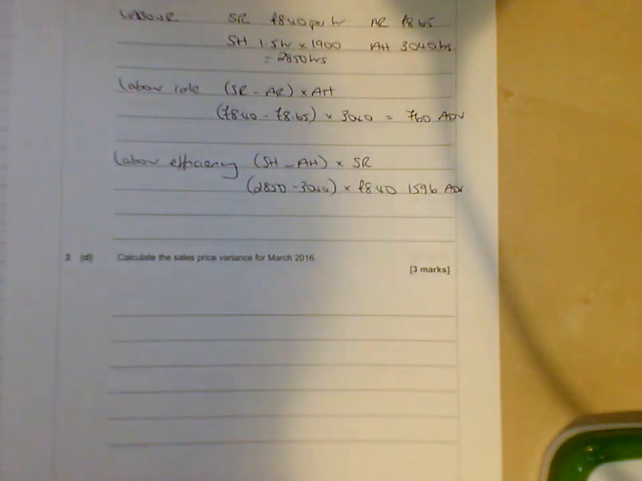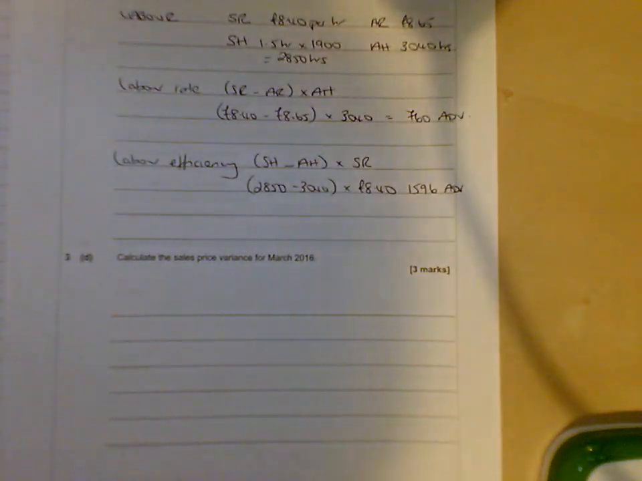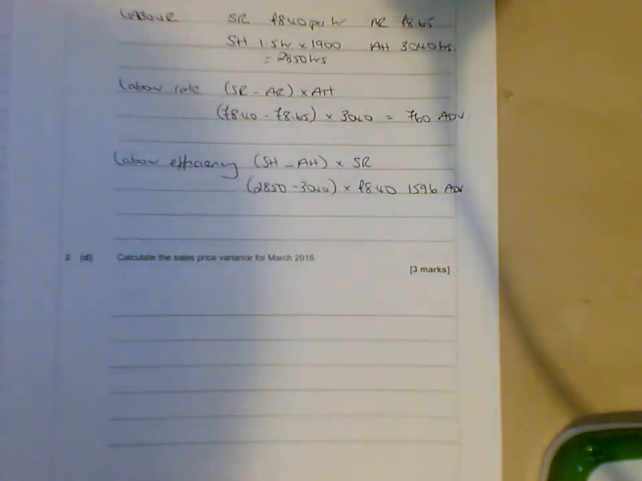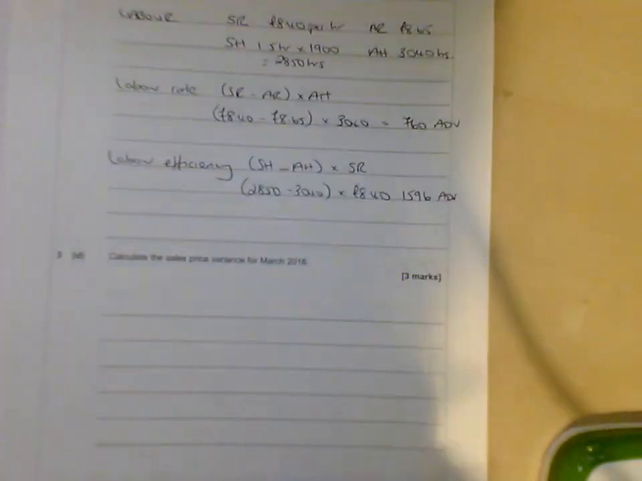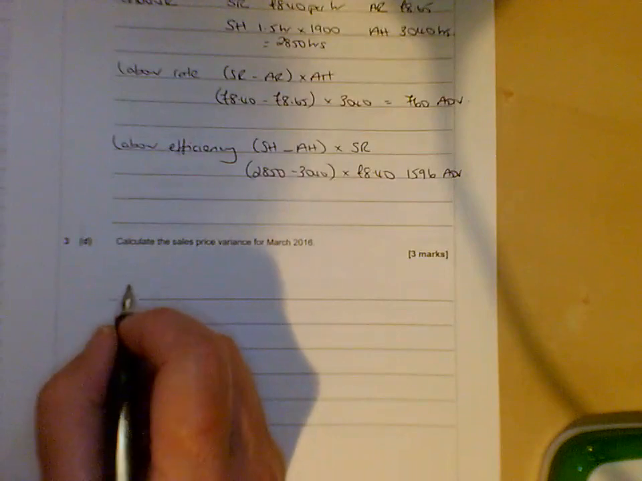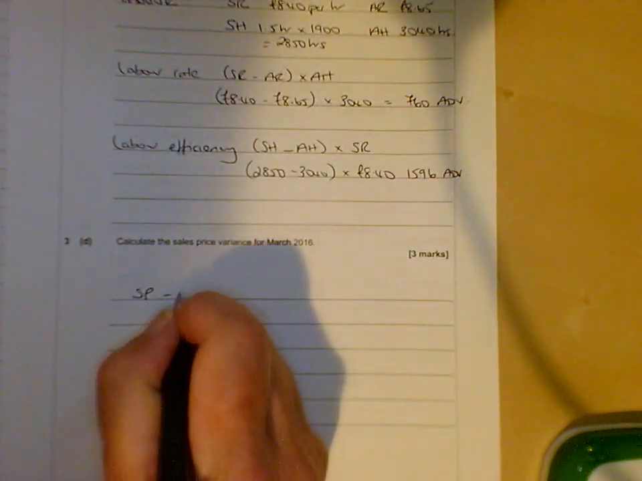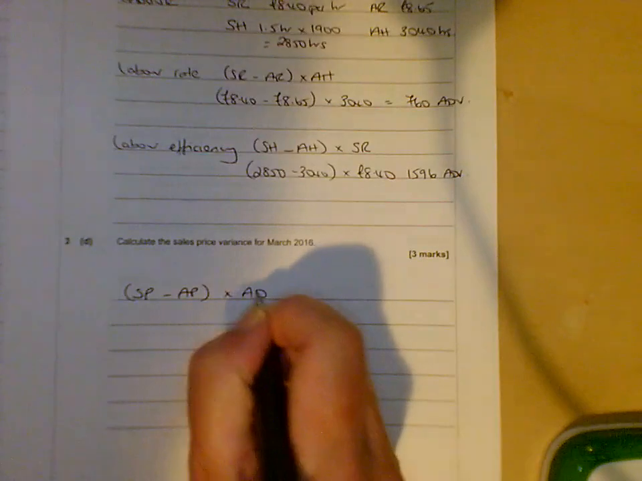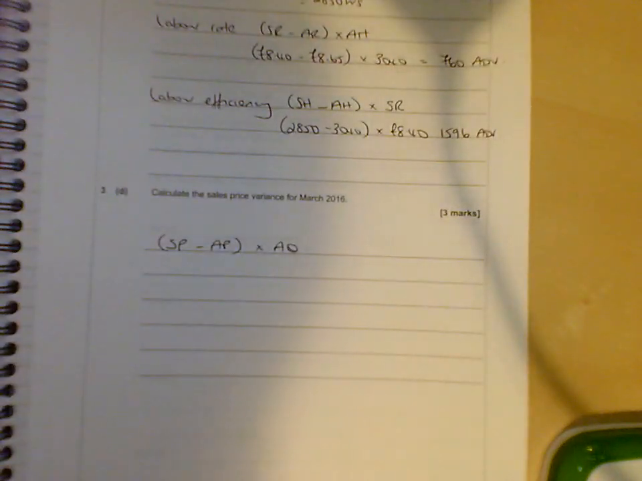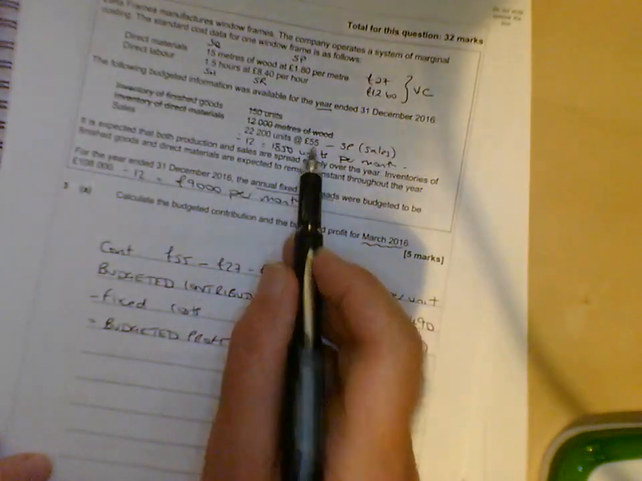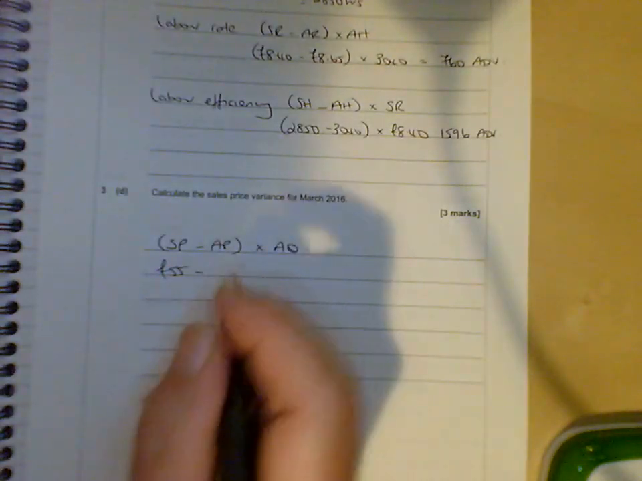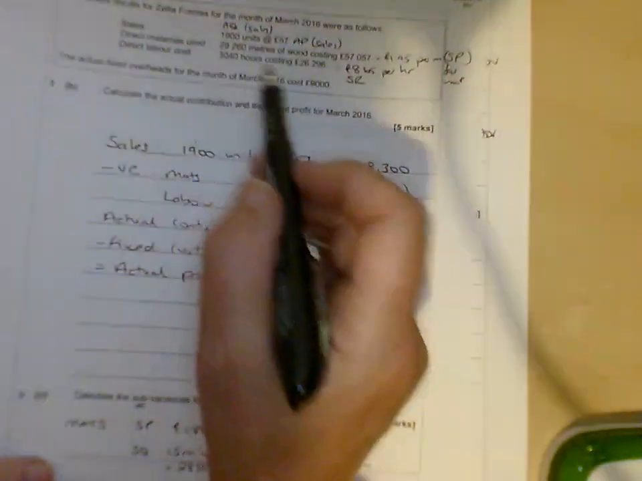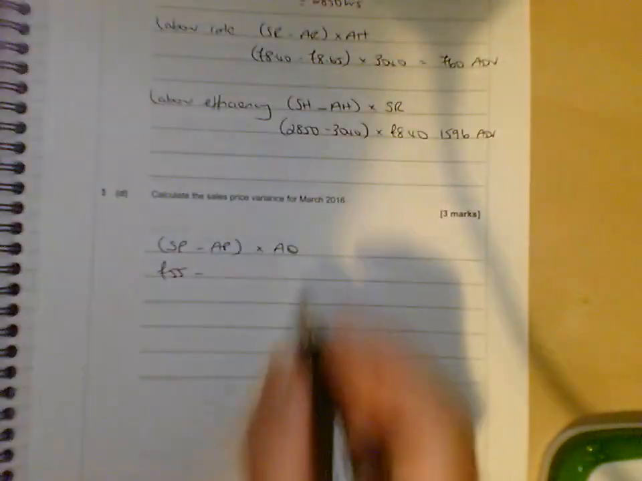Right, so we can now move on to section D. We now have to calculate the sales price variance. The formula for that one is the standard price minus the actual price times the actual quantity sold. With the standard price, go back to the first page. £55, I think, from memory. There it is. £55 is the standard price. The actual price, I think, was 57, wasn't it? There we go. £57 up there.